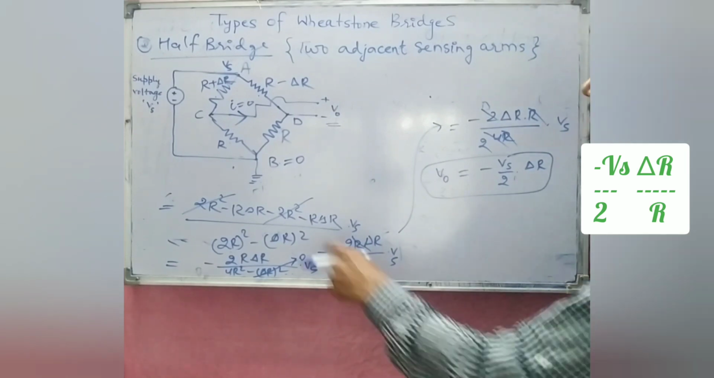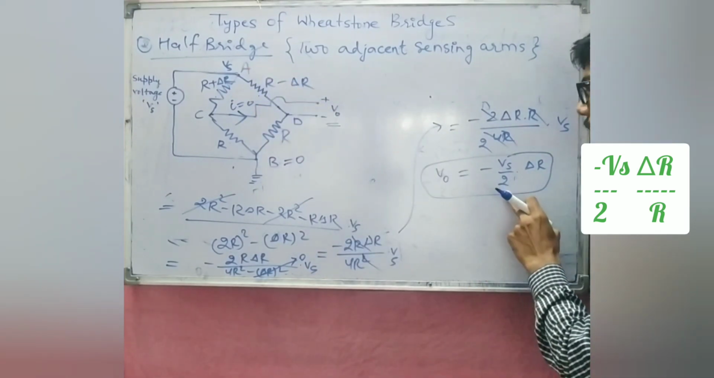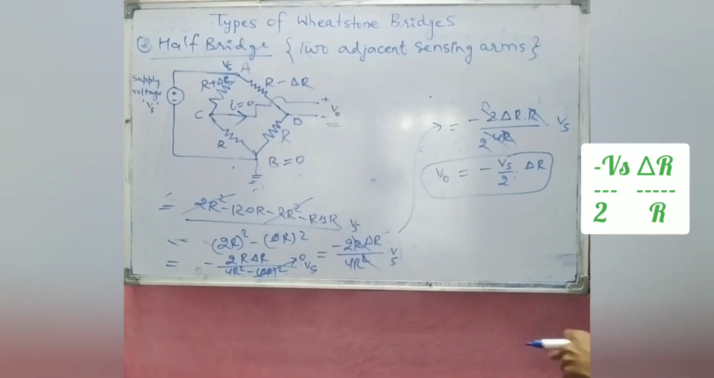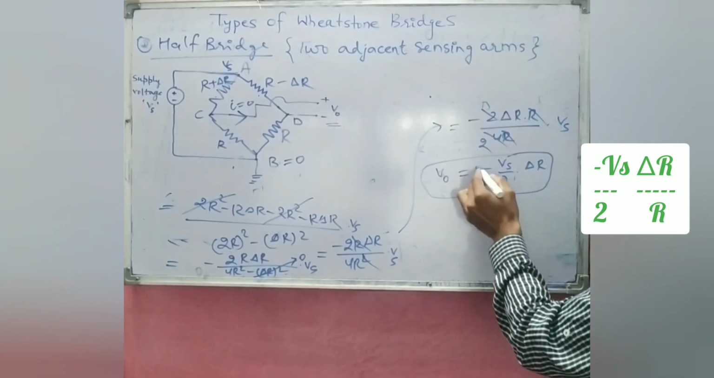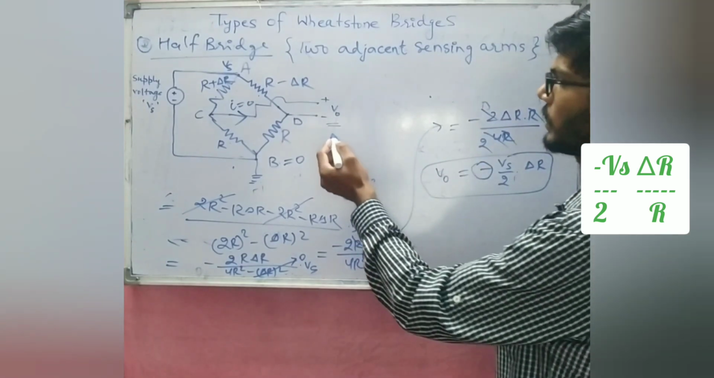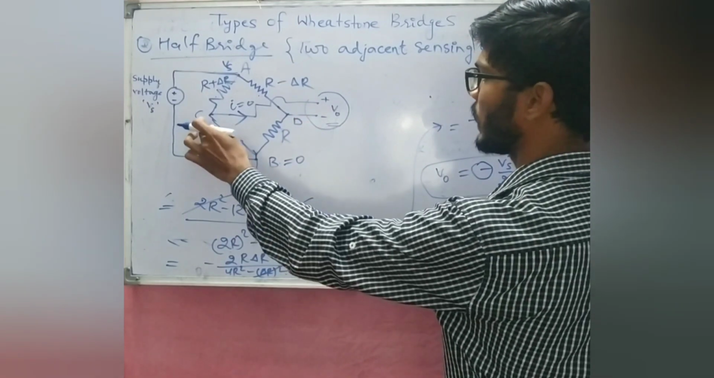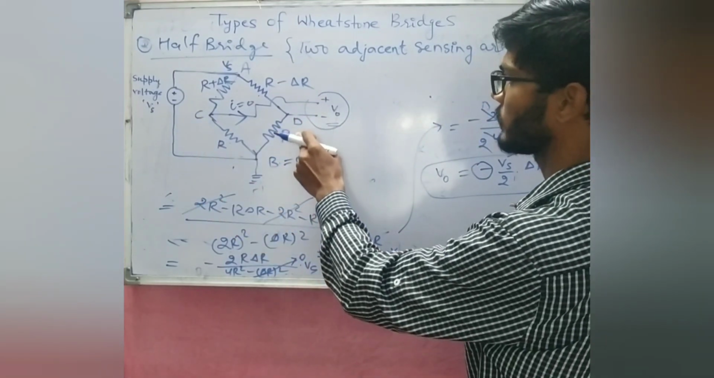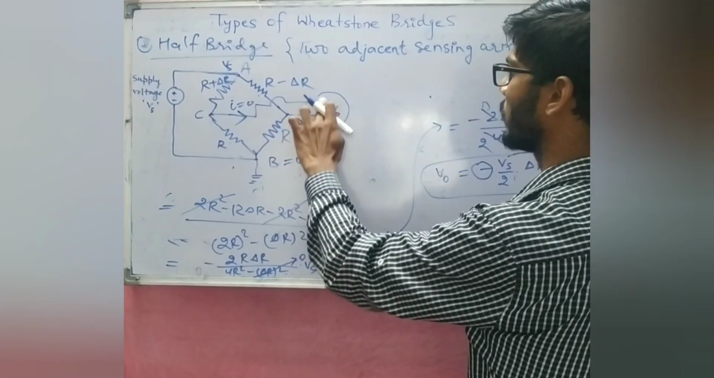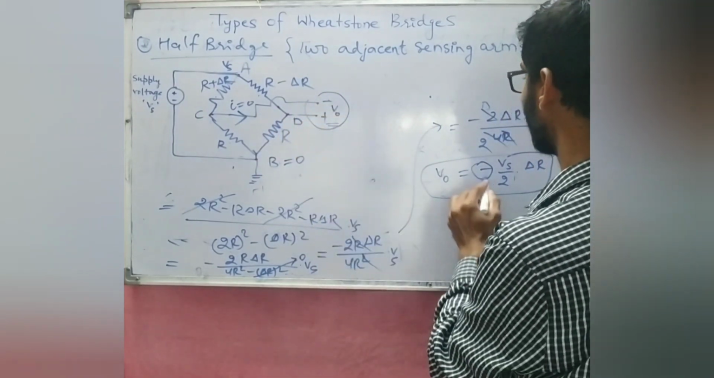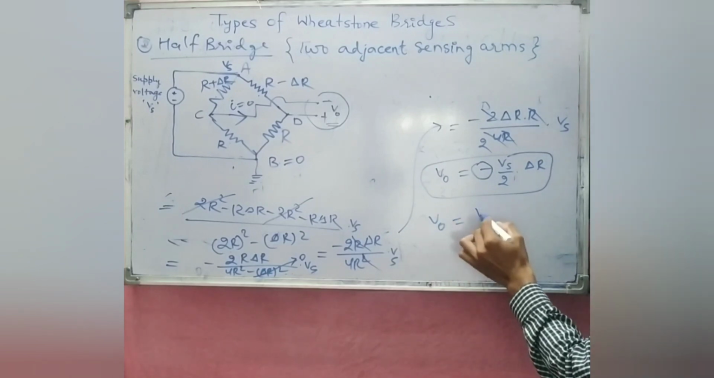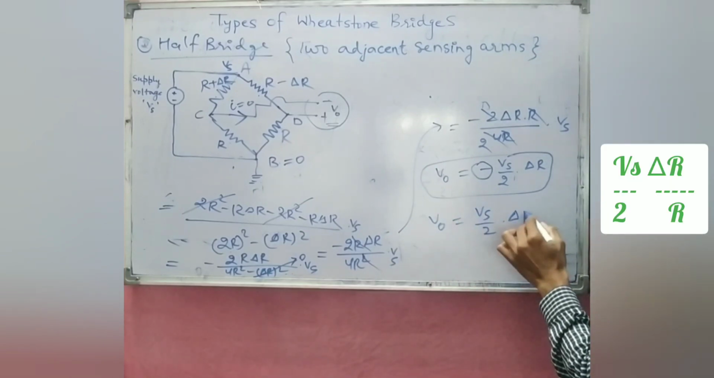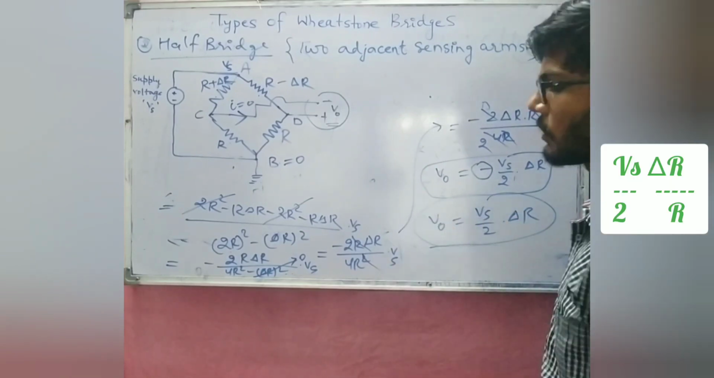So as in the case of half bridge, the coefficient in the denominator is going to come as 2, and the minus sign is coming because we are taking the voltage difference at C and D. If we just simply reverse the polarities, if we take the voltage difference as VD minus VC, like this, minus, plus, then the minus will automatically go away and V naught equals Vs by 2 into delta R. So that's not going to affect anything.